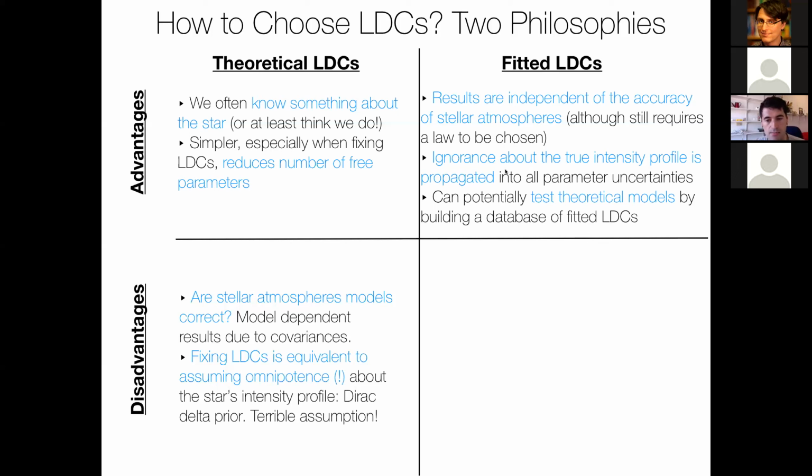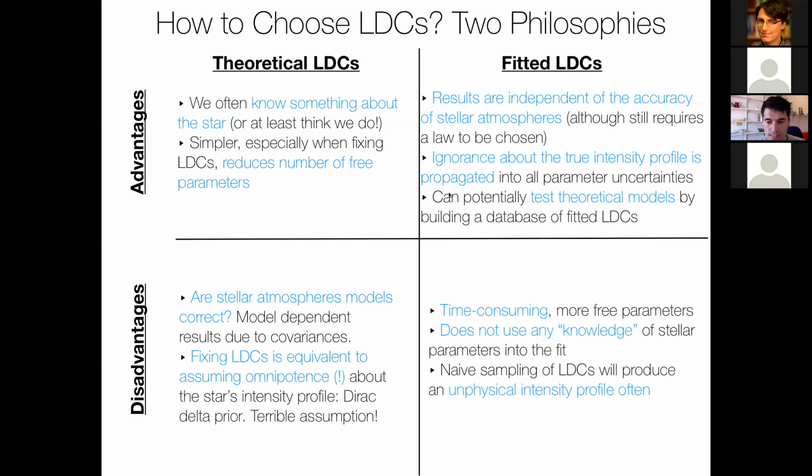You're allowing your measurement uncertainty on the limb darkening coefficients to be part of your ultimate error budget on your planetary radius. And there are many exciting things you could do by actually fitting these things. You could potentially test theoretical models. You could build empirical catalogs and use this information rather than treating it as a nuisance parameter. The downside is it's time consuming, with more free parameters, but again, I think this is fairly minor.